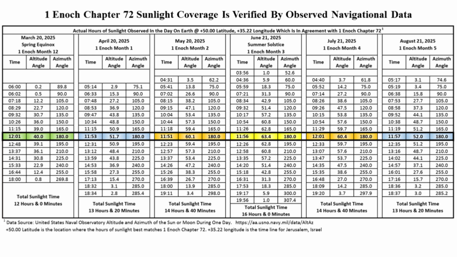May 20, 2025 is month 2 of 1st Enoch and has 14 hours and 40 minutes of sunlight. June 21st, 2025 is the summer solstice, is month 3 of 1st Enoch and has 16 hours of sunlight. July 21, 2025 is month 4 of 1st Enoch and has 14 hours and 40 minutes of sunlight. August 21, 2025 is month 5 of 1st Enoch and has 13 hours and 20 minutes of sunlight.